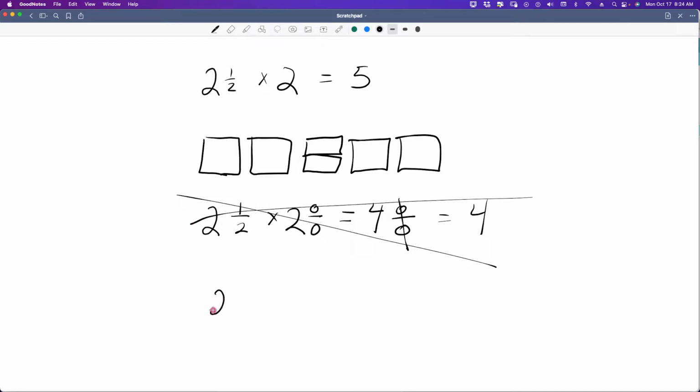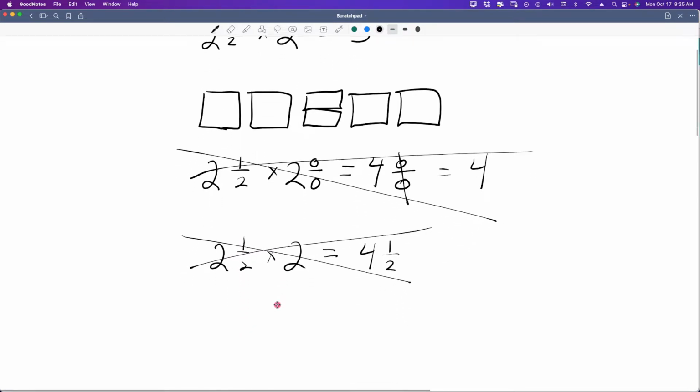Okay, so what if we just carried that over? And we said 2 times 2 is 4, and then we just brought the 1/2 over because there's nothing to multiply it by. Well, that's not the right answer either. We know the right answer is 5. We've seen it come together visually. So that's not the right way to do it either. What we have to do is multiply by this part also.